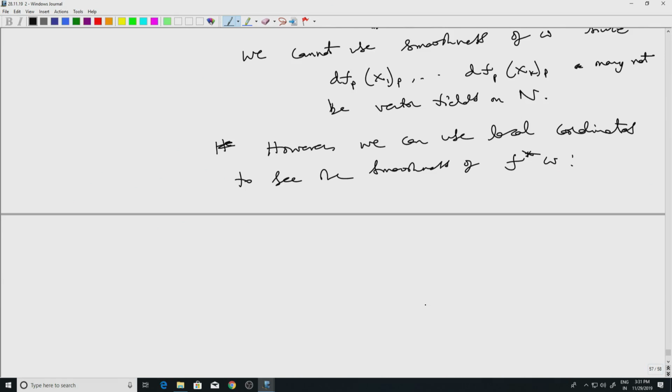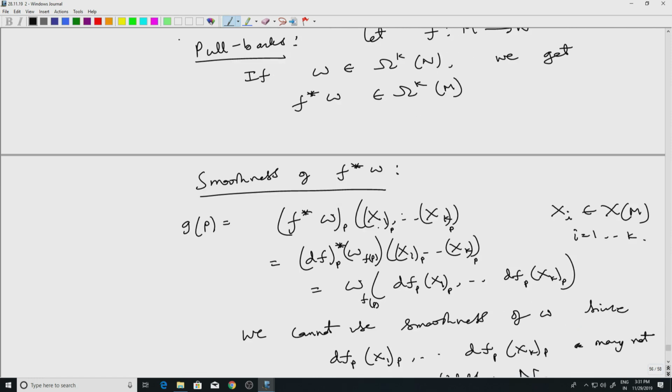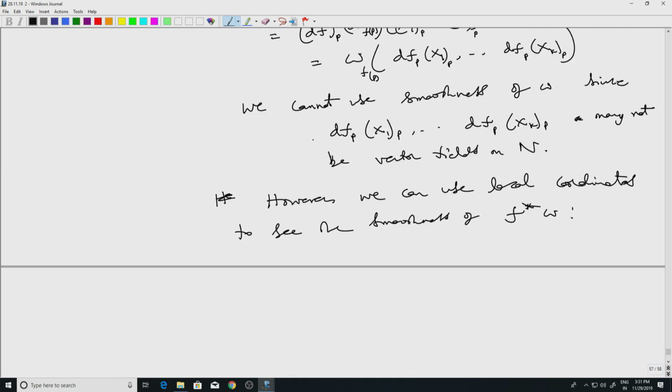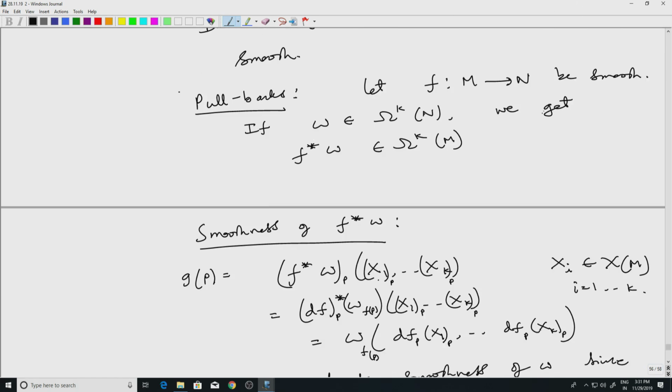So let's continue our discussion of differential forms and the various operations associated with them. One thing which we had for vector spaces was that we could pull back differential forms whenever we have a linear transformation between two vector spaces. It gives rise to a pullback linear transformation from the corresponding spaces of alternating forms, and we can do the same thing when we have a smooth map between manifolds.